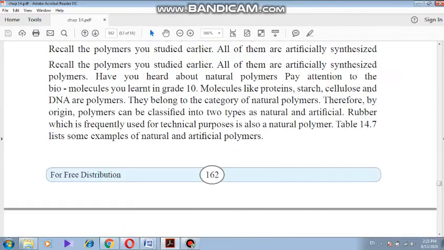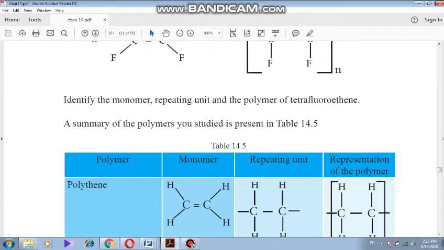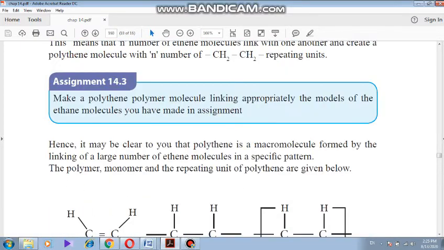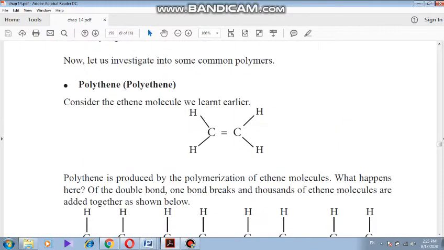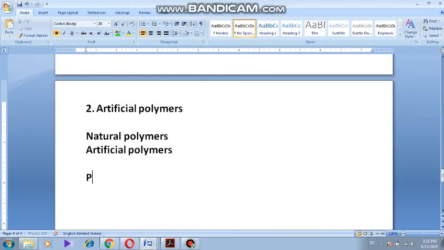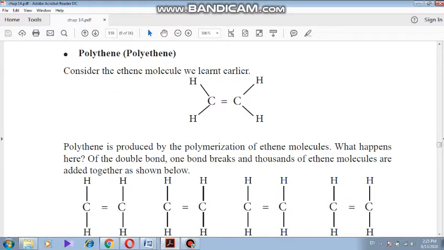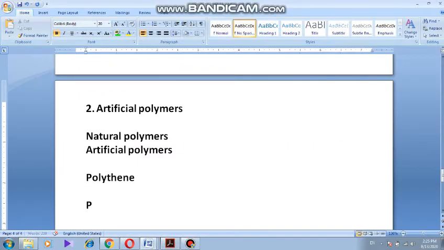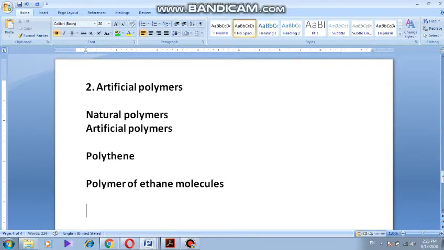After marking the natural polymers and artificial polymers, we are going to work on some polymers in detail, right? So the first polymer we are going to work on is polythene. In the case of polythene, a very important thing is that it is a polymer of ethene molecules.